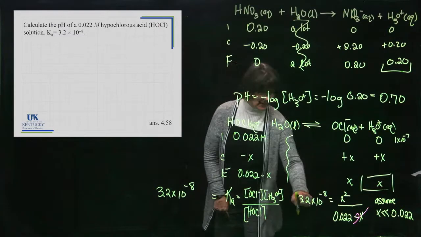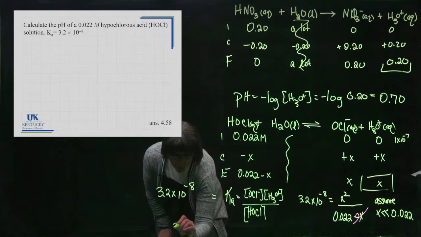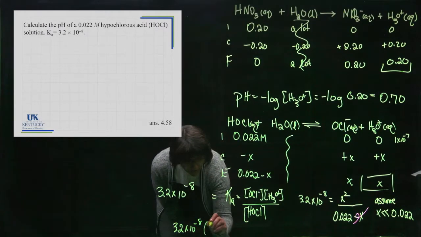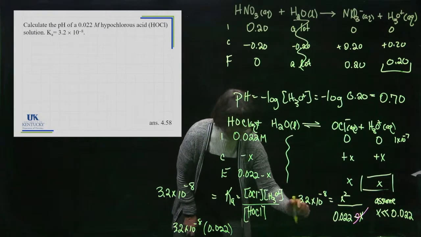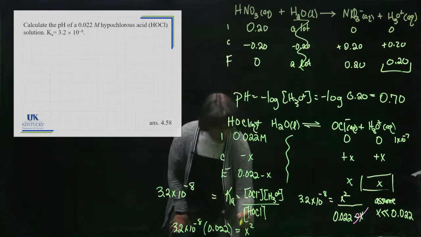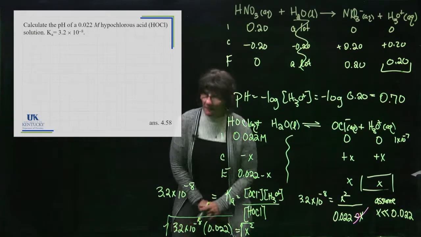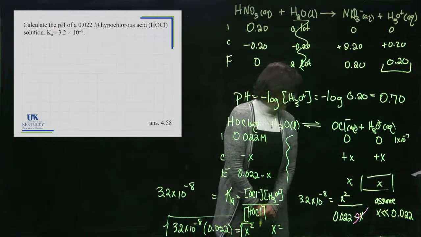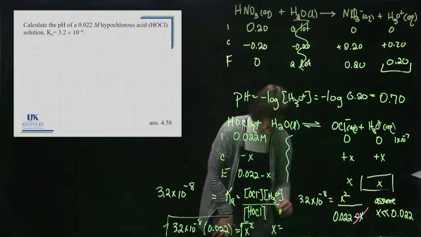So I take the 3.2 times 10 to the minus 8, and I'll come over here where I've got a little bit more room. 3.2 times 10 to the minus 8 times the denominator of 0.022. If I multiply those, that's going to give me x squared. But I want x, so I take the square root of both sides. And that will give me the value of x. x is 2.7 times 10 to the minus 5.